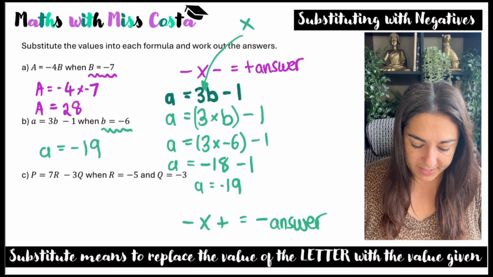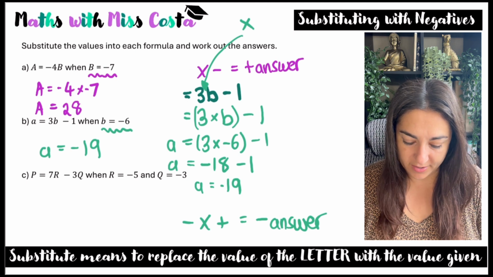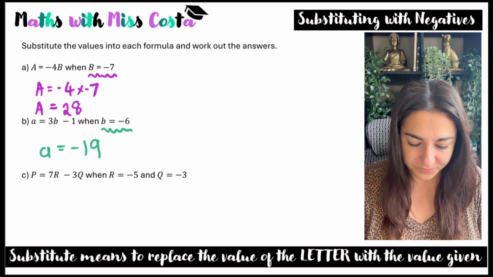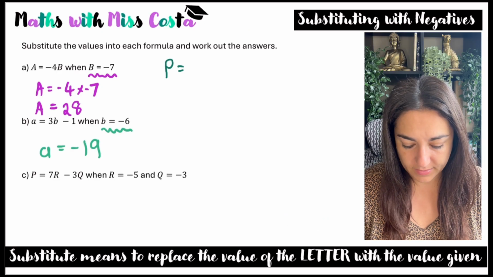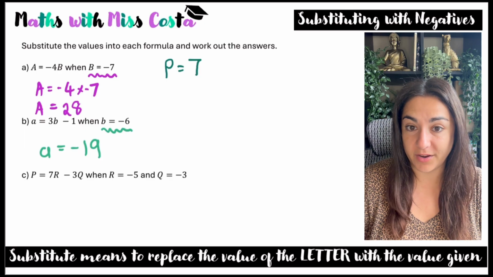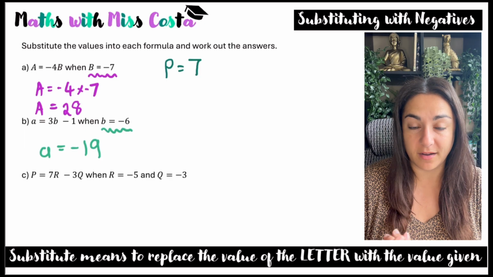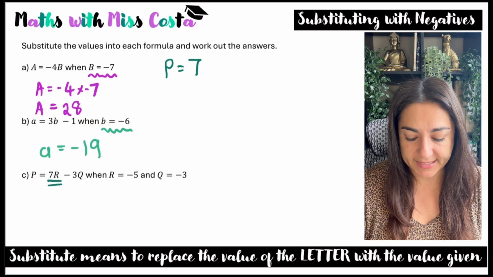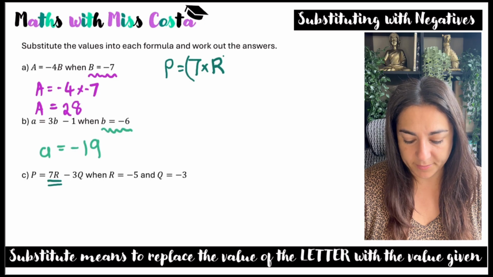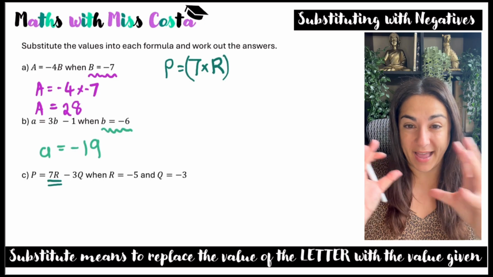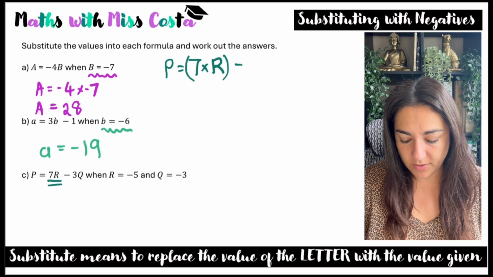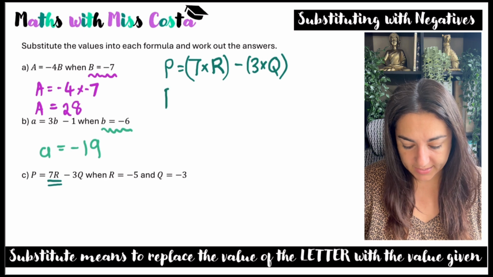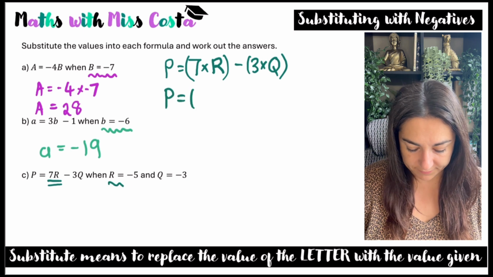And then for the last bit, we've got quite a tricky one because we've got 2 parts that need substitution. So P equals 7R, and I should know by now that when a number and a letter are next to each other in algebra, by next to each other I mean literally attached, it means they're being multiplied. So that means 7 times R. I'm just going to put it in brackets to show that that has to be done together. Take away 3 times Q. 3 lots of Q.